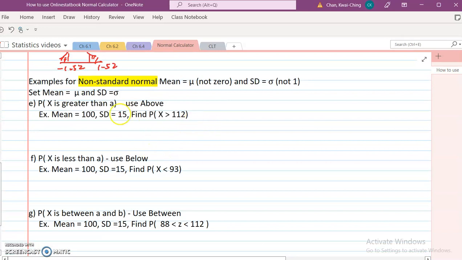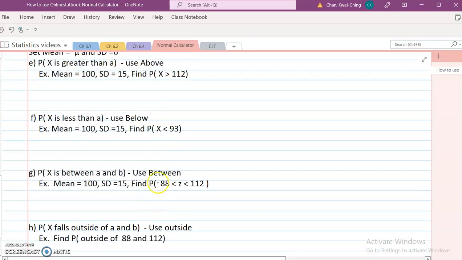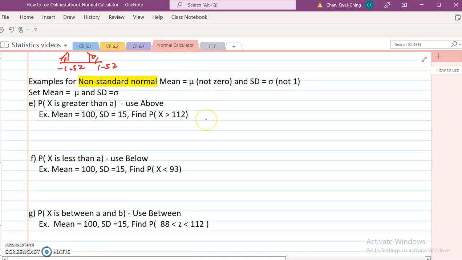Next is an example where you have to adjust the mean and standard deviation. We go through the four options again: above, below, between, and outside. When you are finding x greater than something, you use above. Less than something, you use below. In between something, you use between. Outside, you use outside. So let's do example E.